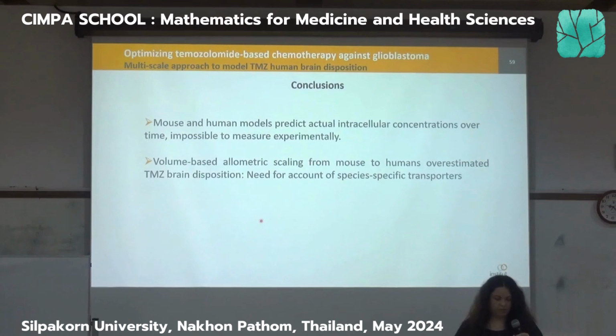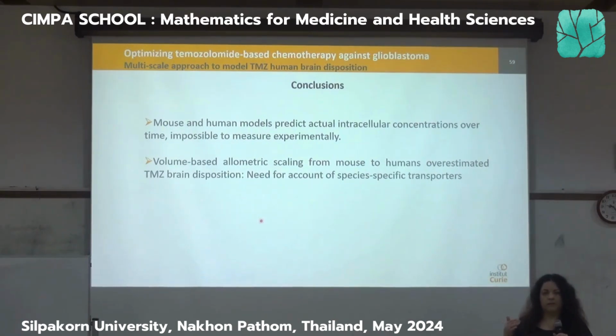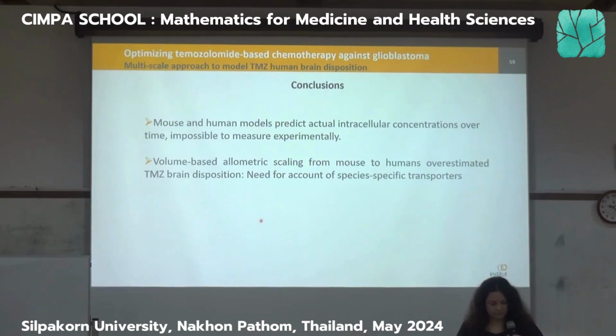So just a brief conclusion. What we have seen is that when we scale from in vitro to in vivo, we are able to have a mathematical model that will provide more details at the level of the mechanism, at least, than what is currently possible to estimate just using the experiments. In our case, we estimated the intracellular concentrations, whereas the biologists were unable to estimate it.